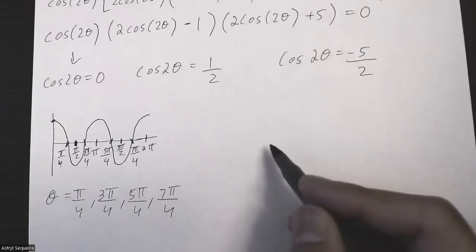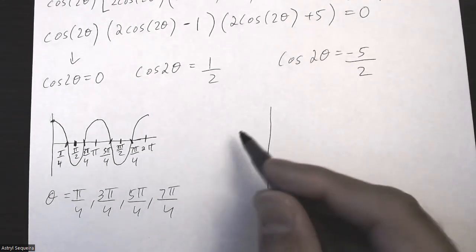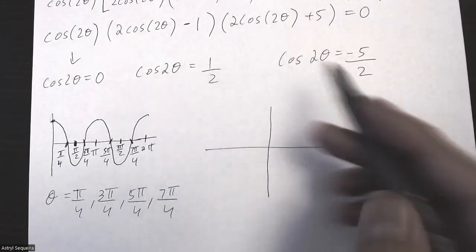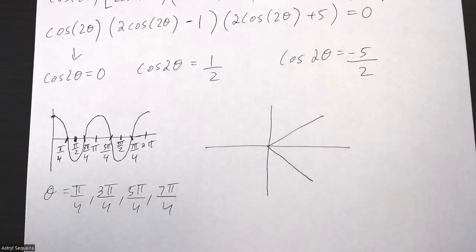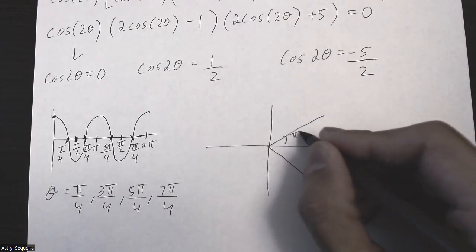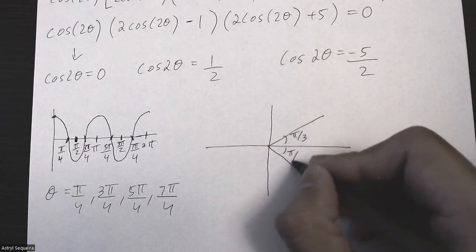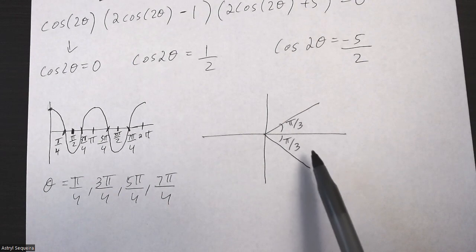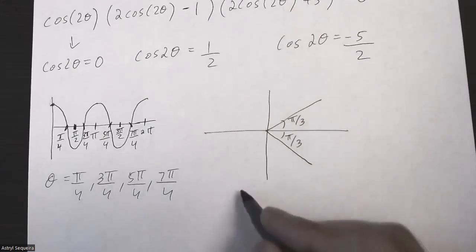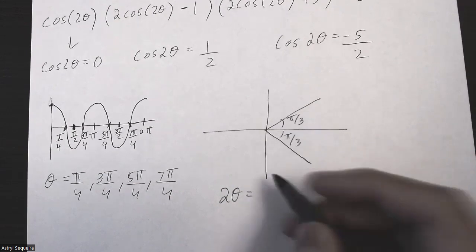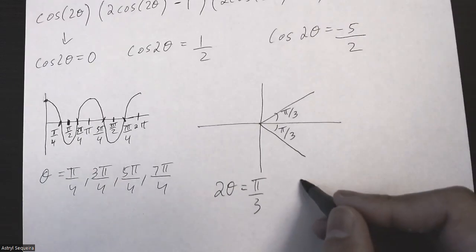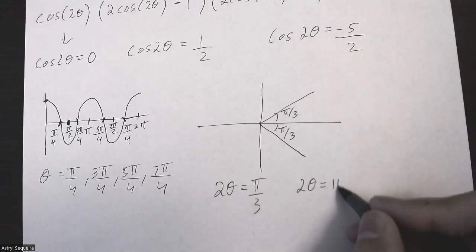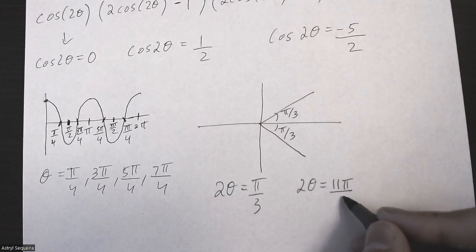So let me solve this. Cos 2 theta equals to 1 over 2. I'm going to use my CAST rule for this one. Cos is positive in my first and last quadrant. Find the acute angle. You can either do cos inverse of 1 over 2 or use your special triangles. Both ways you'll get pi over 3. And then I know that my solutions for 2 theta over here are going to be pi over 3 and 2 pi minus pi over 3.